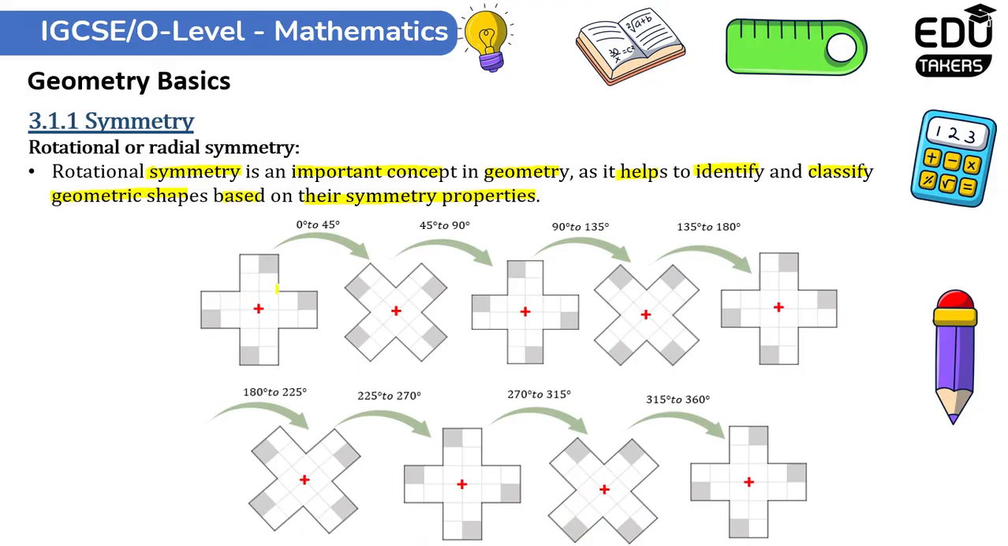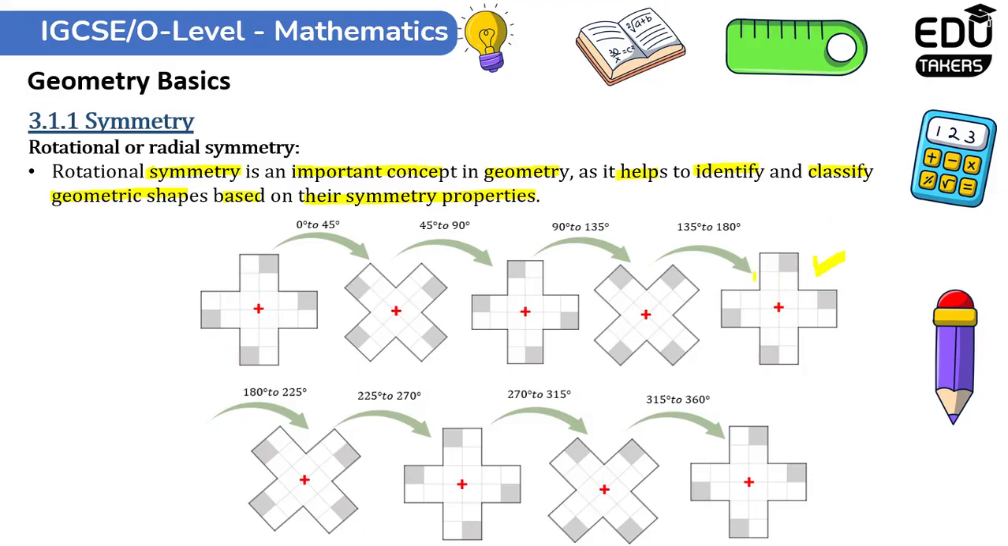A shape is drawn and we have to rotate it about 360 degrees to check its order of rotational symmetry. When we rotate it 45 degrees, it is like this. After 90 degrees, it is this. Then after 135 degrees, its shape is this. And then 135 to 180 degrees, its shape is this. Now this is the same as the original shape.